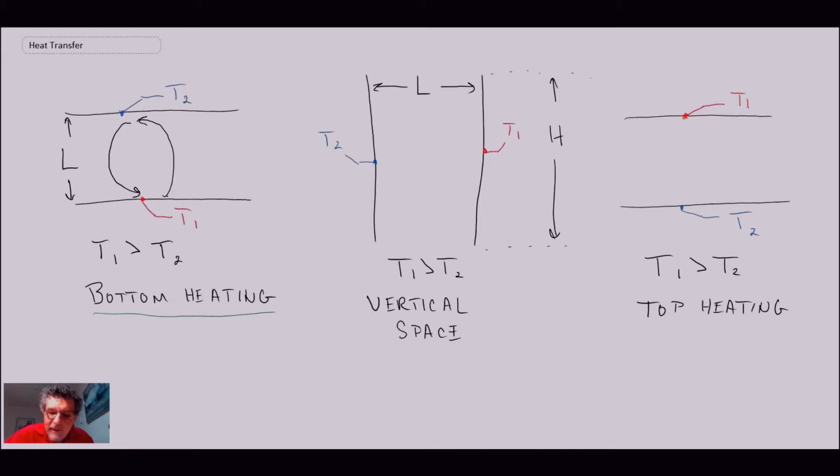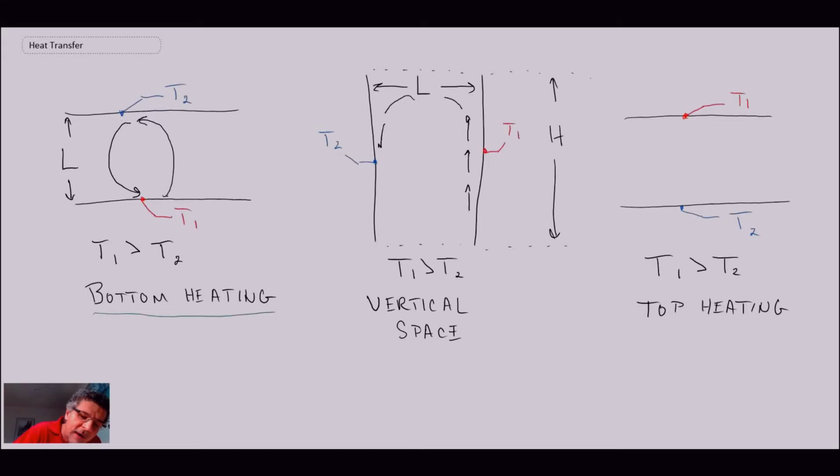Now looking at vertical space, this might be something like the cavity between windows or in the cavity of a wall of a house where you have studs and then drywall and plywood on the outside. Again, the fluid on the right-hand side surface is going to heat up and it's going to move, but with a cavity, we usually have some sort of confinement at the top and the bottom. Consequently, the fluid can't hit the top. It's going to have to start to come around.